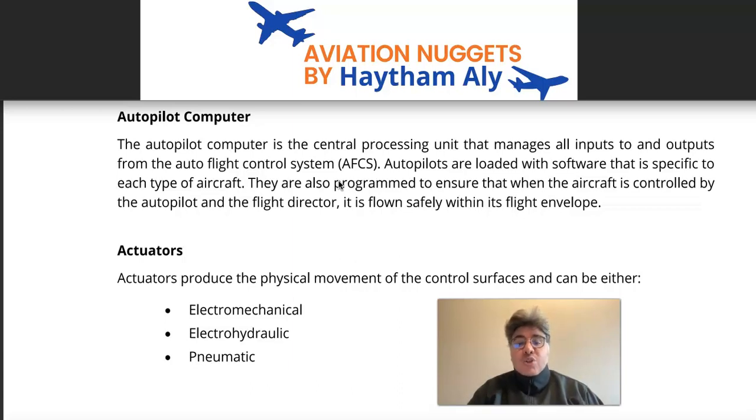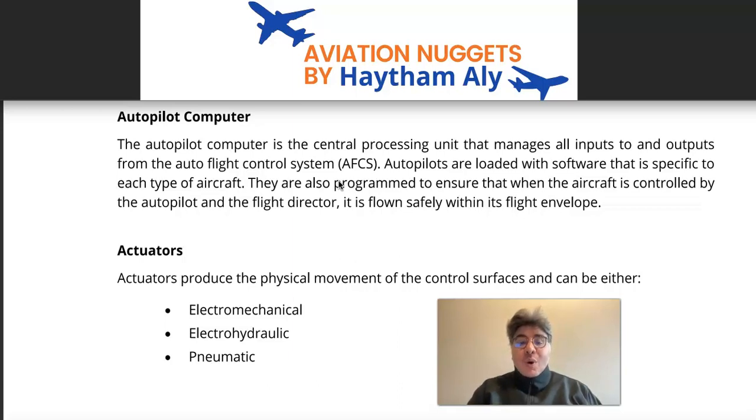Okay, so the main computer of the autopilot is the FMGC, Flight Management and Guidance Computer, which is divided into a management part and a guidance part. The guidance part of the FMGC is the autopilot, flight director, and auto thrust computer.